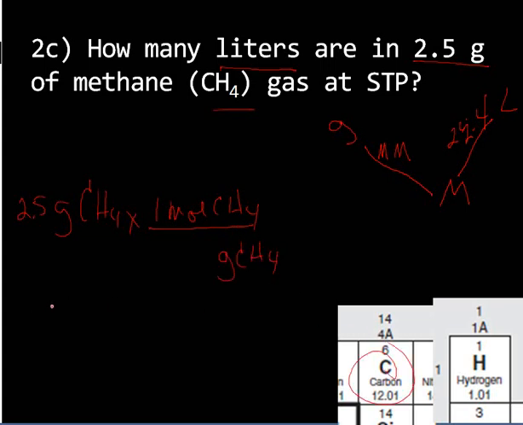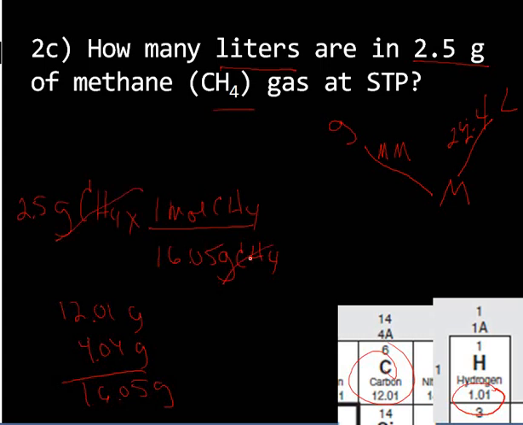Okay, carbon, each carbon weighs 12.01 grams. Hydrogen, I've got 4 of them. Each is 1.01 grams, so if there's 4, it's going to be 4.04 grams. That's going to be 16.05 grams. That's going to go here. So this would give me, I'd cancel out my grams of methane. This would leave me with moles, but I don't want moles, I want liters. So what I also know is that 1 mole of methane, or any gas, is 22.4 liters of methane.